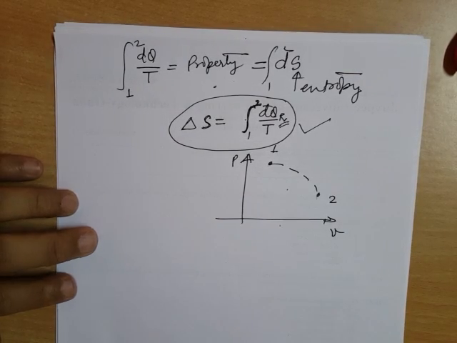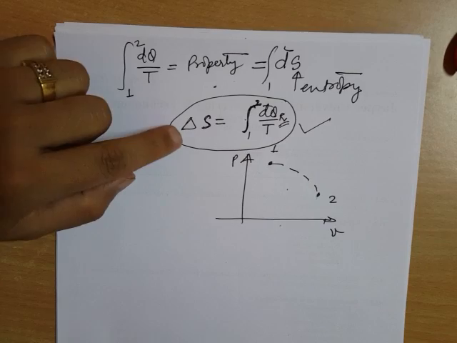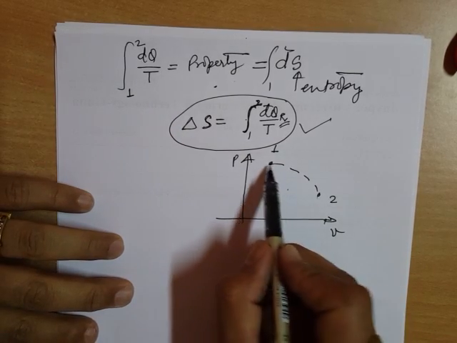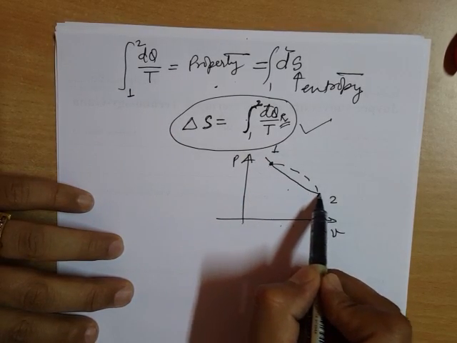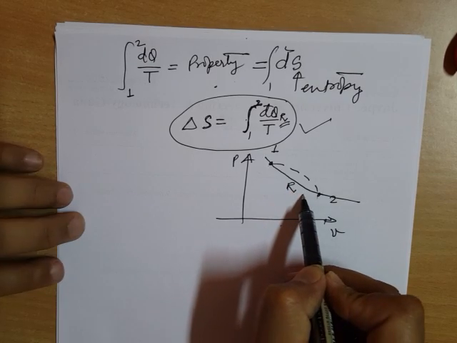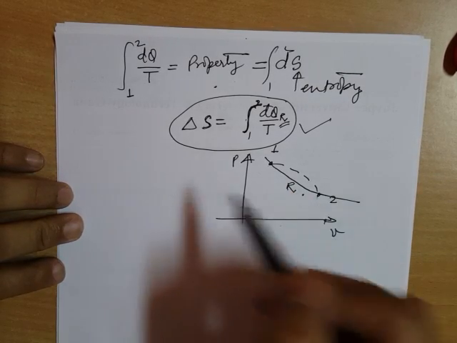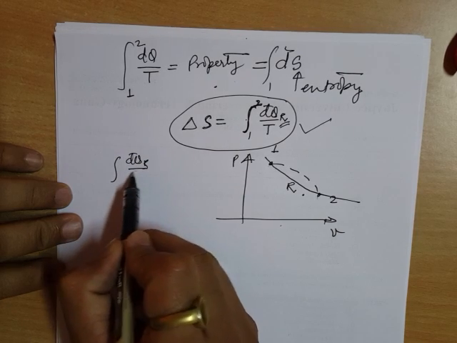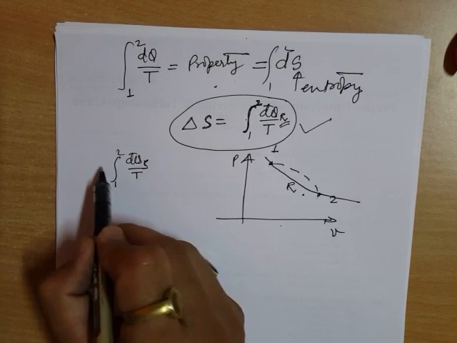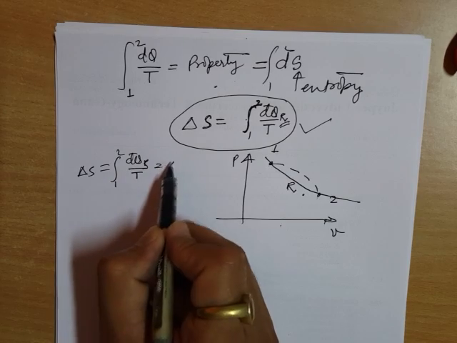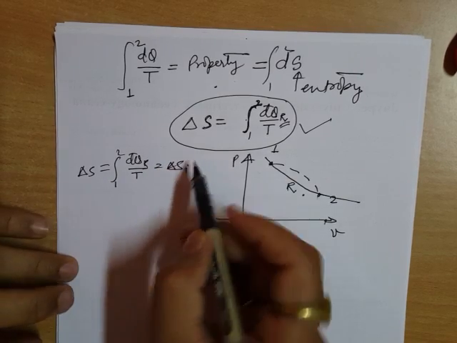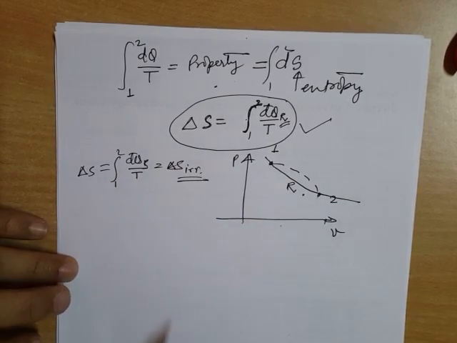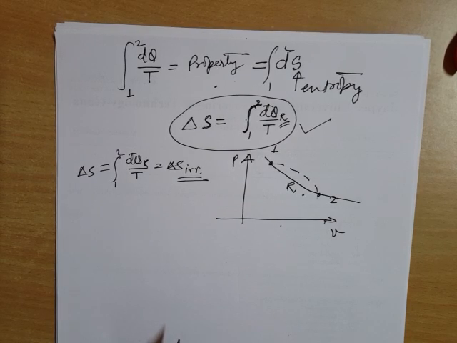So what? It will be immaterial. Why? As entropy is a point function, we will replace this irreversible path by a known reversible path. And the moment we do this, we can find out the integration of dq along this reversible path by T from 1 to 2, that is delta S, which will be the same as the entropy change along this irreversible path. It's as simple as possible.